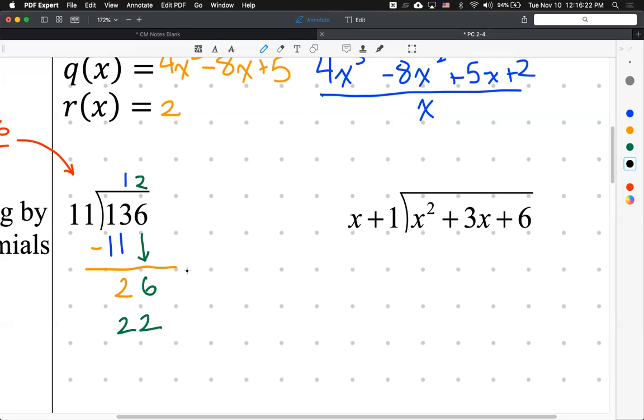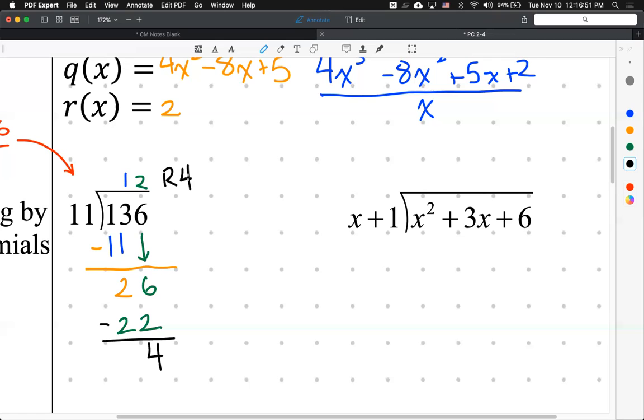Ellery again? 4. What do I do next? Oster? That is your remainder. You say 12, remainder 4. Done. That's our normal long division just with integers. I guess I should say with natural numbers. 11 and 136 are natural numbers.